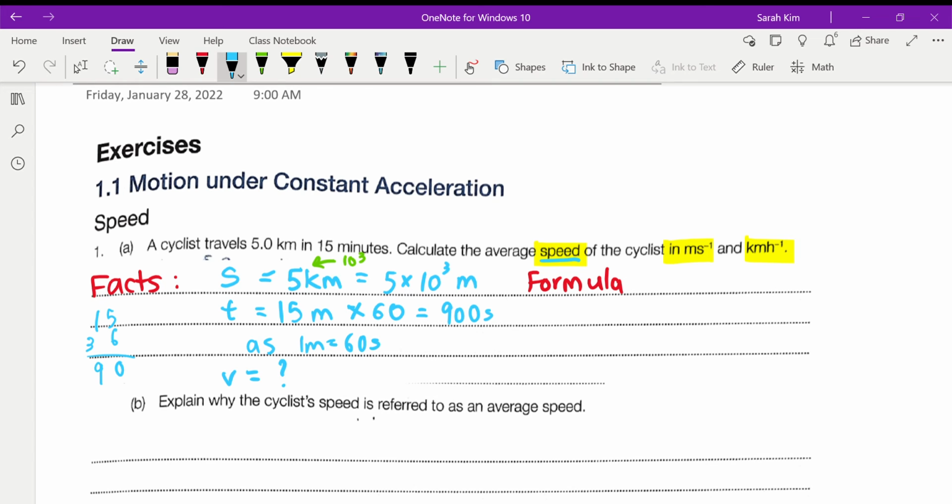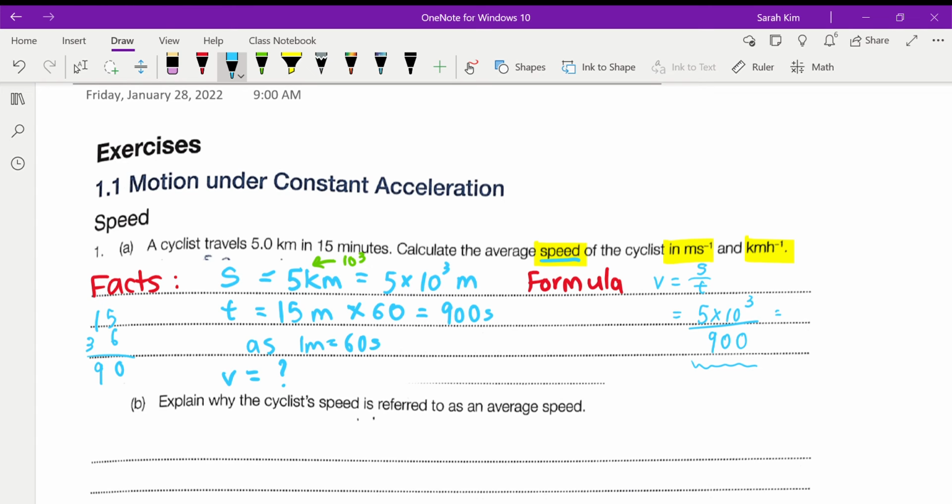So let me just make it a little bit smaller. Alright, formula, the speed formula, V is S over T. Brilliant, so all I have to do is go S, which is 5 times 10 to the power of 3, divided by 900 seconds. I'm not going to bother putting the calculator answer for you. You should be able to just check with the final answer. But this is basically what you're putting in the calculator to spit out your final answer.